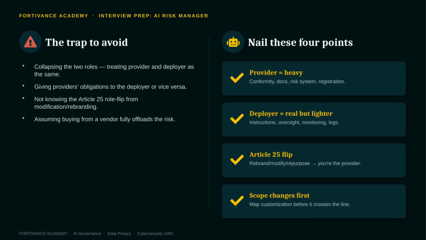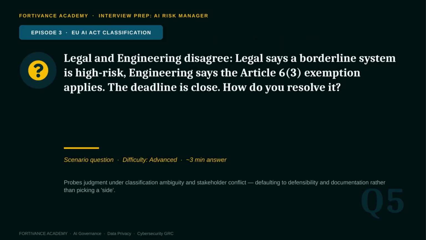To lock in question 4, avoid the traps on the left, they're what quietly sink candidates, and hit the 4 points on the right for a confident, defensible answer. Next up, question 5. Question 5 is the advanced stakeholder conflict scenario. Two credible functions disagree on a genuinely borderline call with deadline pressure.